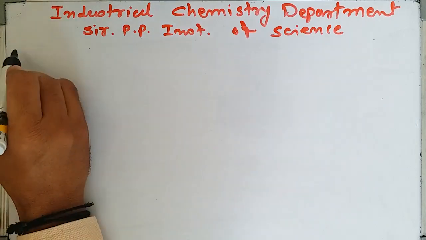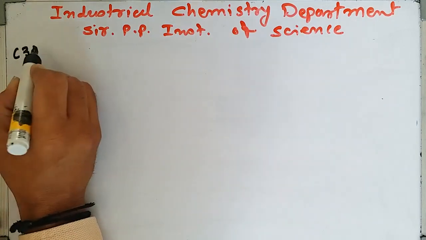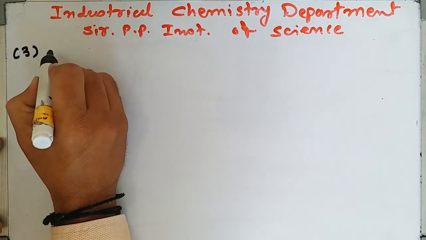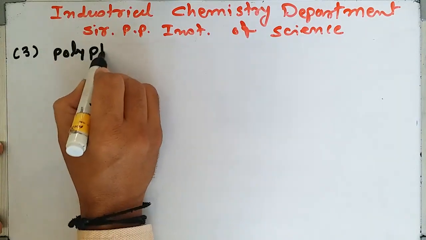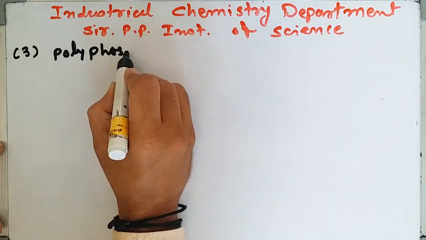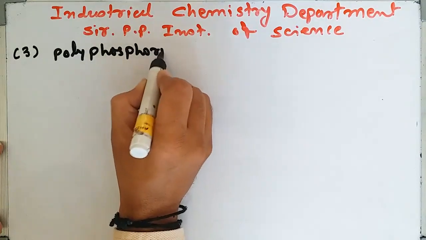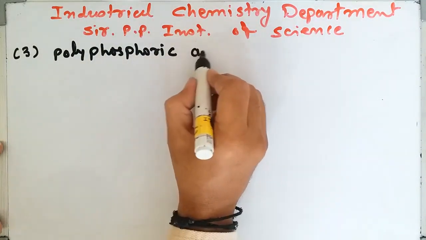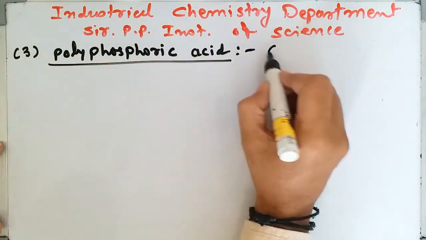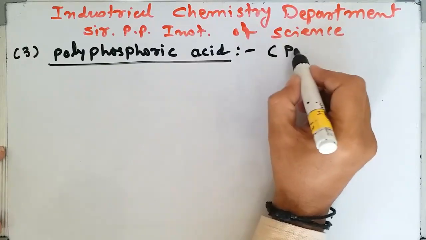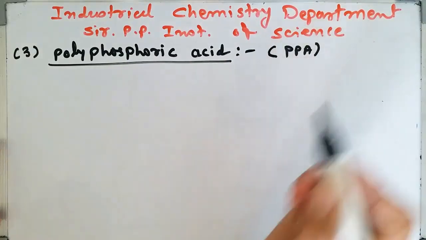We see today number 3, polyphosphoric acid. It is also known as PPA.